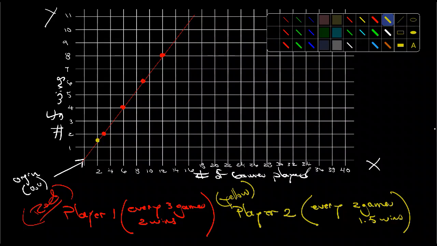Okay? And then again, I'm going to go over 2 games, so 2 to 4, and then I'm going to go up 1.5. So it's right here, and I'm going to go 1.5. So I'll go 1 and then 0.5. So it would be right there at 3.